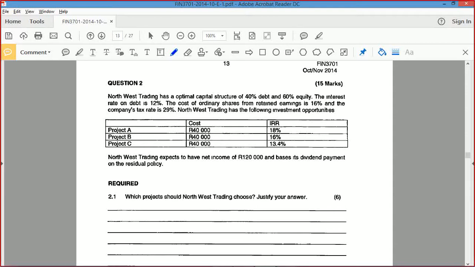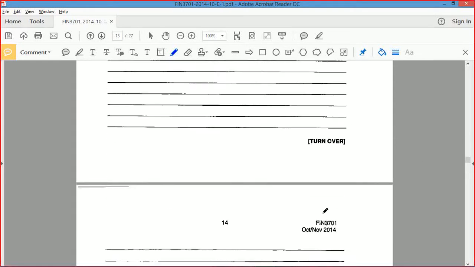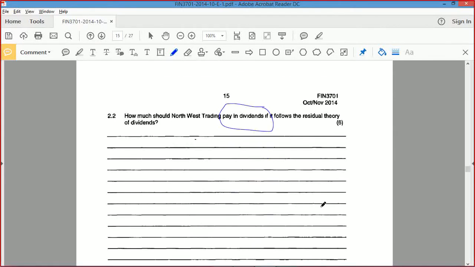Well, because if it's the residual theory, the residual dividend theory, whatever's left over after you funded your projects is what gets paid out. Correct. So if we're looking at that, we're going to look at 3 projects, and they're going to cost 120,000. So we need to take 120,000, which is our total earnings, and times that by 60% to get what is residual. Now be careful because this is looking at the dividends. How much should they pay if the residual theory of dividends is applied?